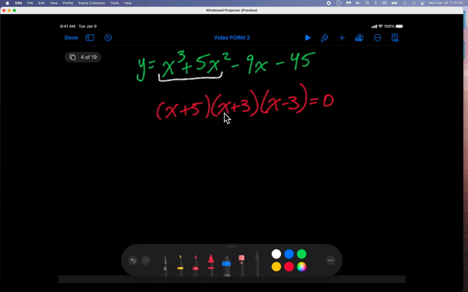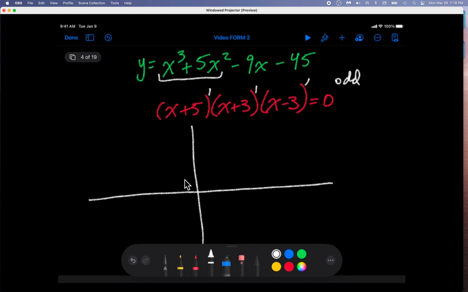We ask ourselves, what's the exponent on each of these roots? Some books call that the multiplicity. These are all odd. Therefore, they're all going to go through the x-axis. There's going to be no bouncing in this particular graph.